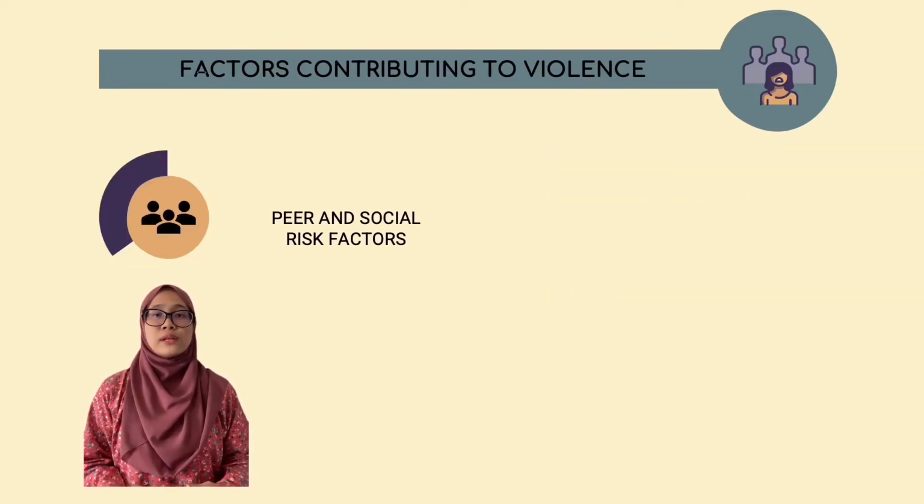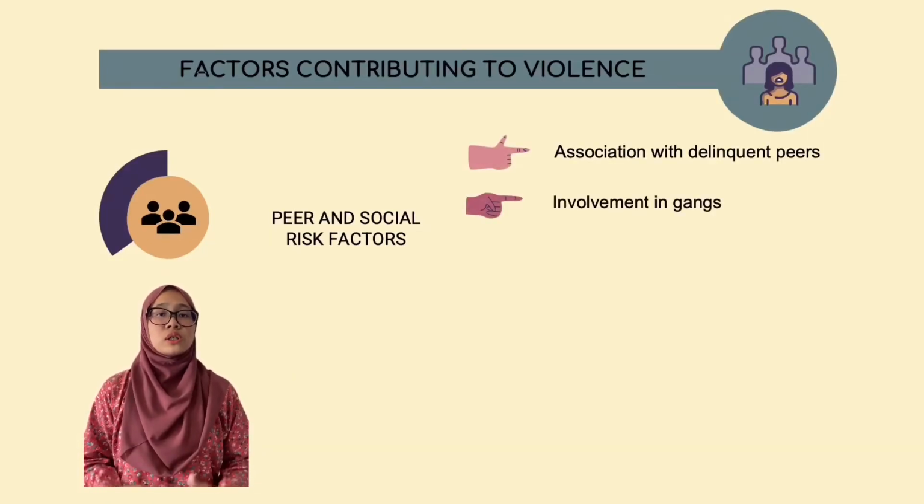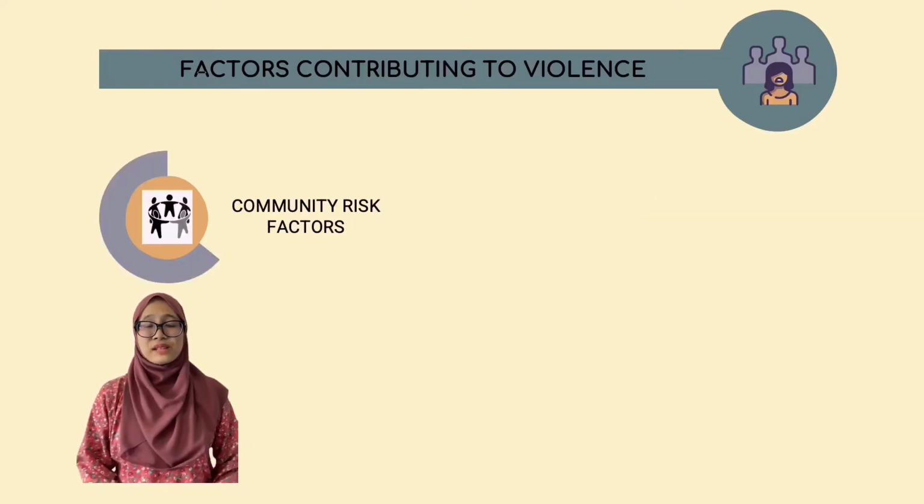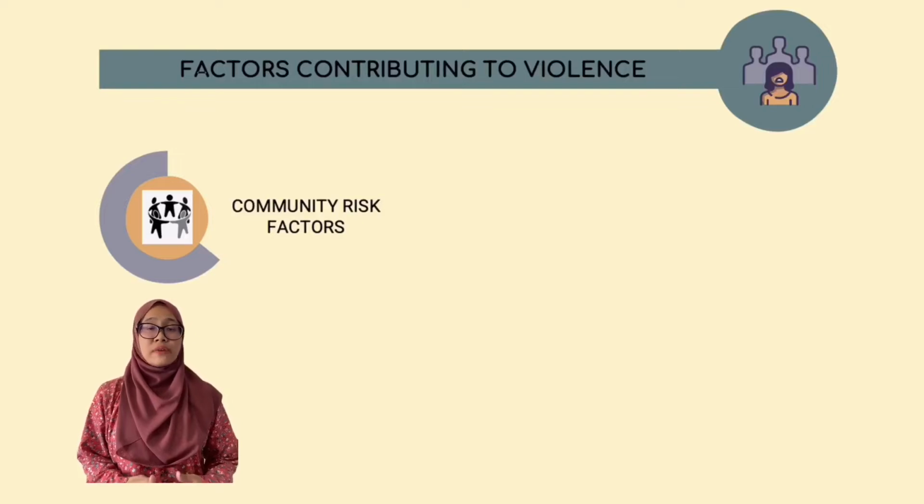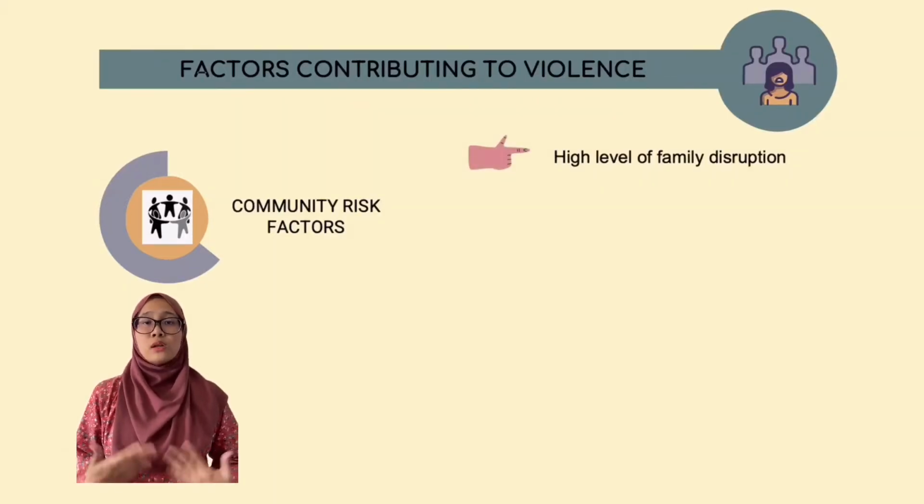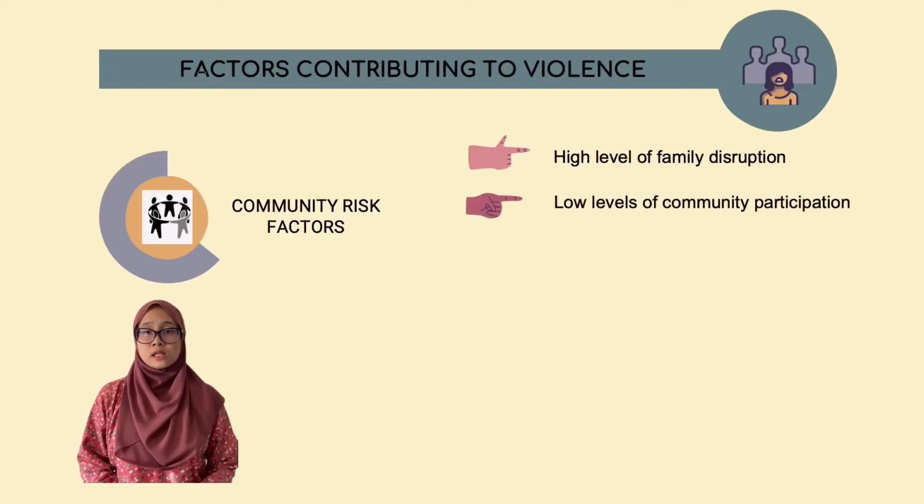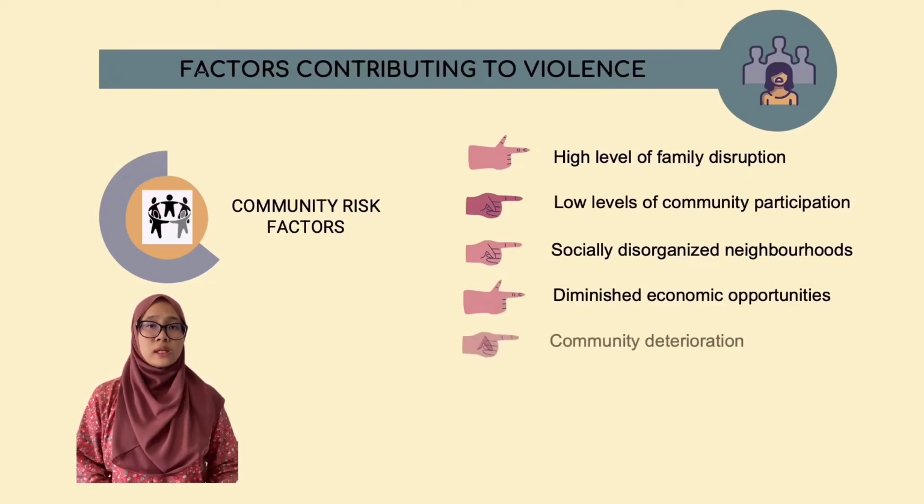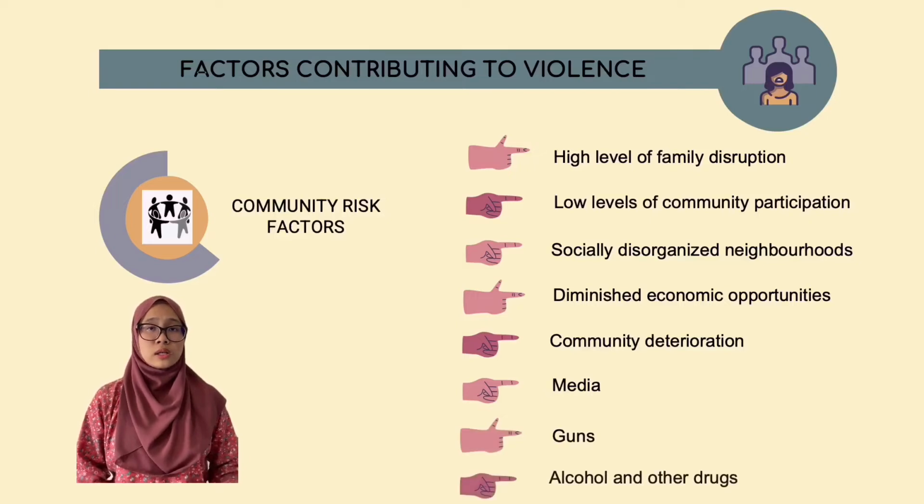Next, peer and social risk factors: association with delinquent peers, involvement in gangs, social rejection by peers, and also poor academic performance. Lastly, community risk factors, such as a high level of family disruption, low level of community participation, socially disorganized neighborhoods, diminished academic opportunity, community deterioration, media, guns, alcohol, and other drugs.